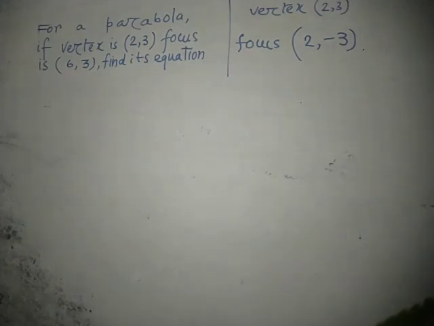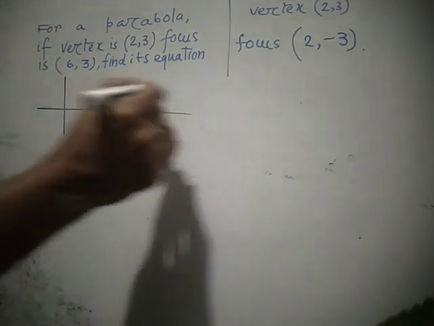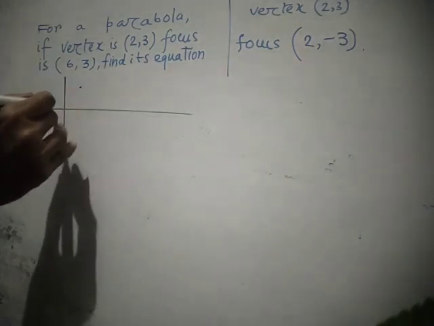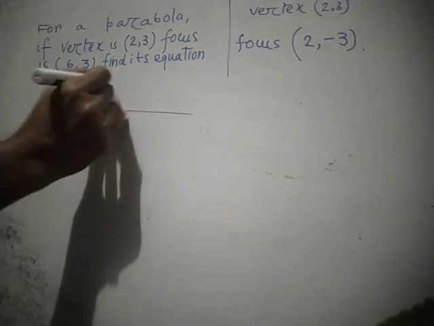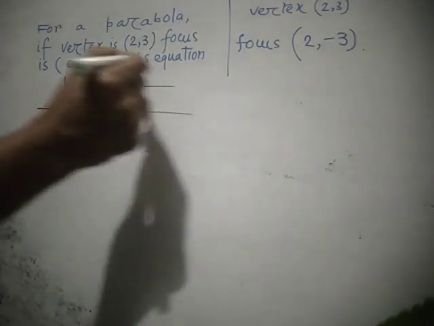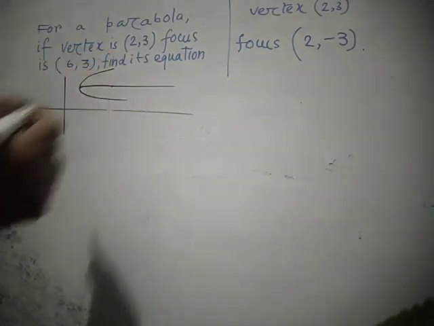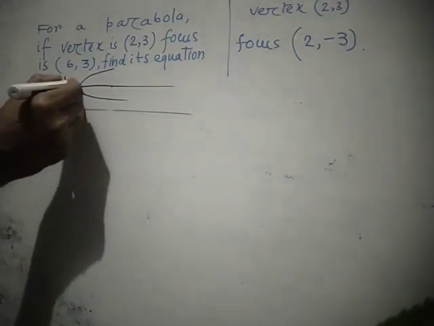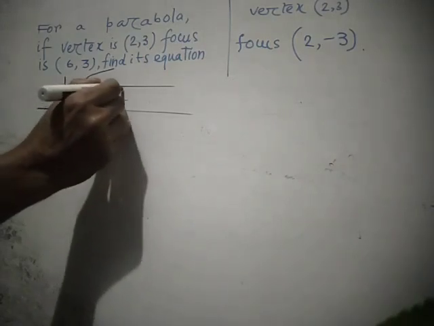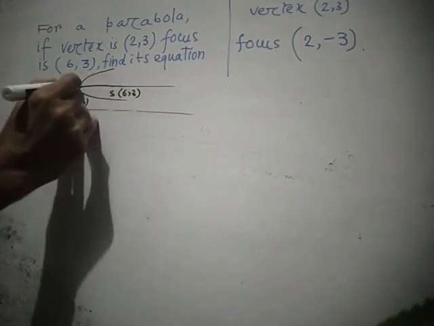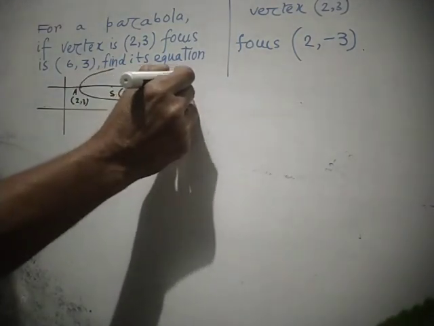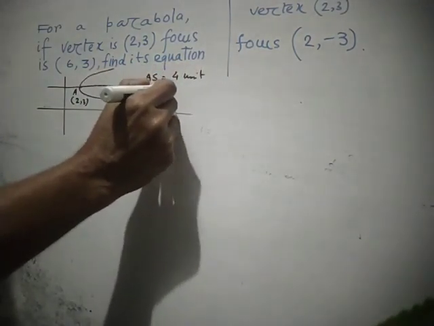First we'll plot them on the x-axis and y-axis. So (2, 3) and (6, 3) will be the points. Obviously the axis of the parabola will be parallel to the x-axis, and the parabola would look like this. This is A, the vertex, and this is the focus (6, 3). This length a is from 2 to 6, which is 4 units. That means a equals 4.